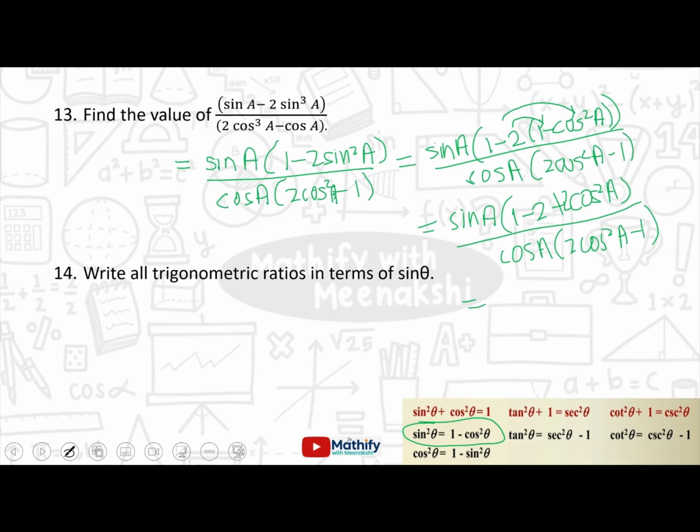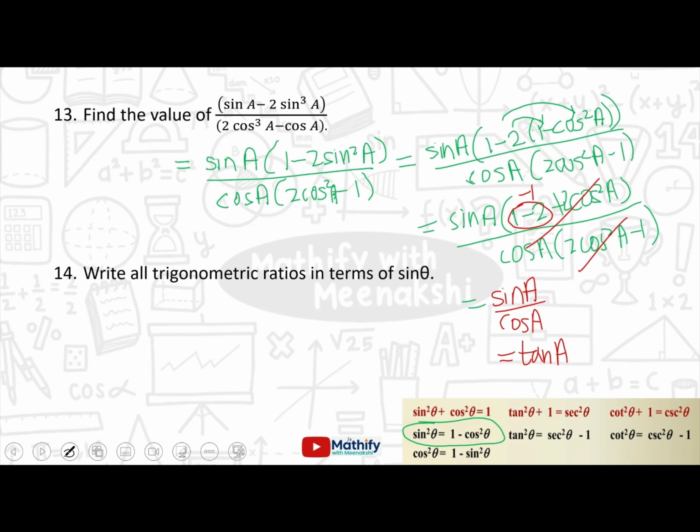Now, did you realize something? What is this in numerator? 1 and minus, it's minus 1 only. So minus 1 cos square A, this you can cancel. You're just left with sine A by cos A. And what is that? It's tan A. Done? That's it. So whenever you feel that we have sine square and cos square, just replace them. We have the relation for sine square and cos square.